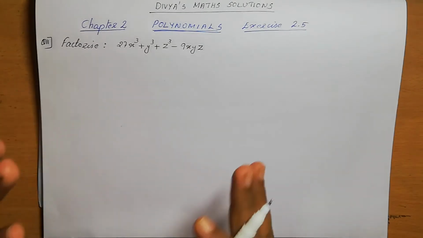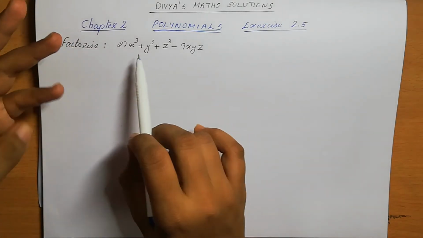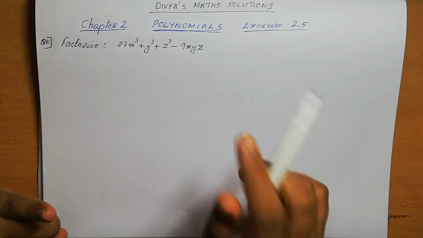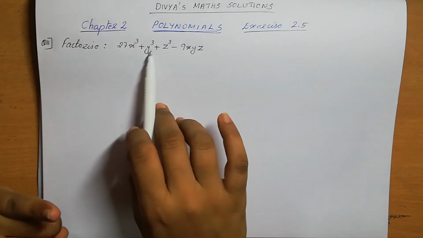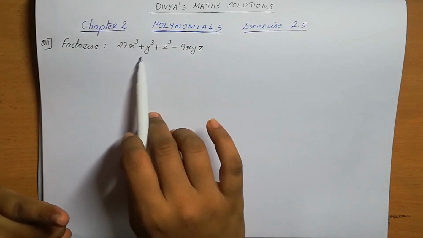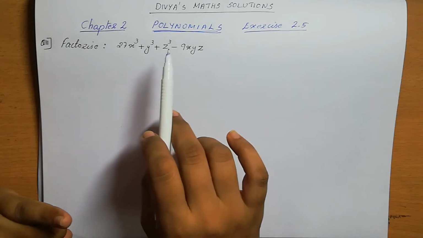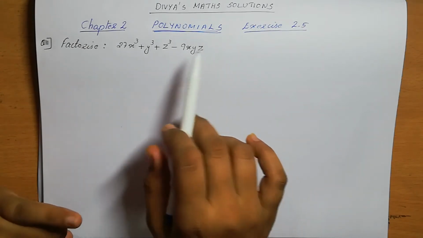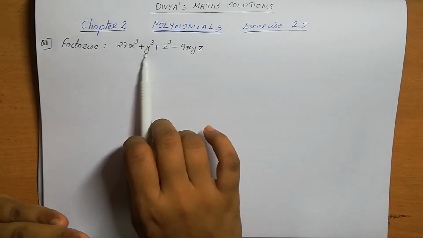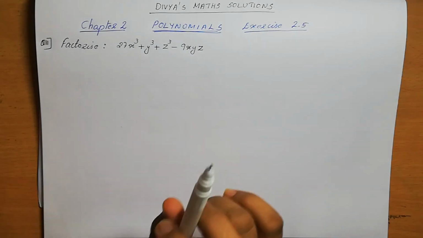So how will we identify which identity to use? We know the identities a plus b the whole square, that is a square term, so that is not satisfying. A minus b the whole square is also a square term, also not satisfying. Next one is a square minus b square, that is a plus b into a minus b, so that is also a square term. So these three identities are not satisfying over here because those three are the square identities, correct?